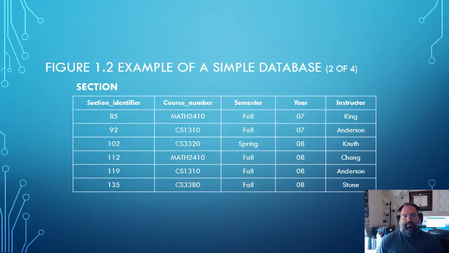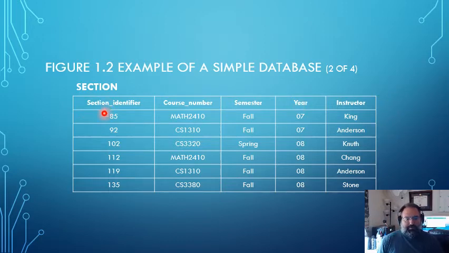Here's an example of this simple database that we talked about. Generally speaking, when we talk about data, it's going to be represented in a tabular fashion, and that's what this is: a grid where the columns are the attributes of interest, and each one of the rows is a record that exists within those columns.